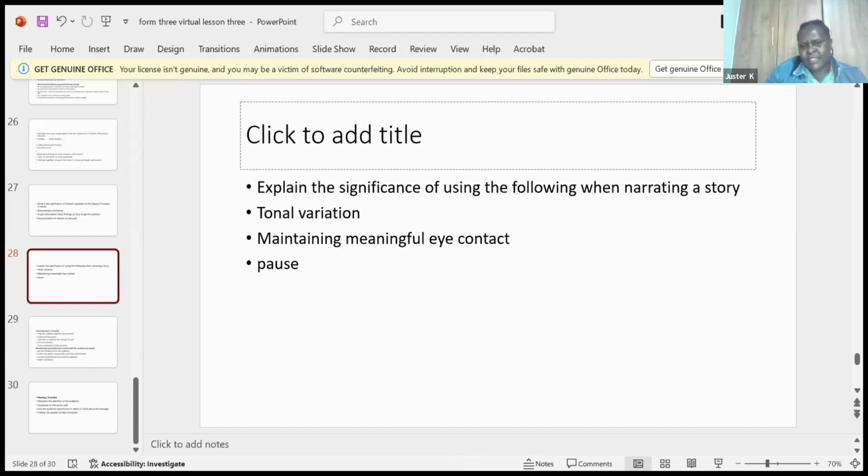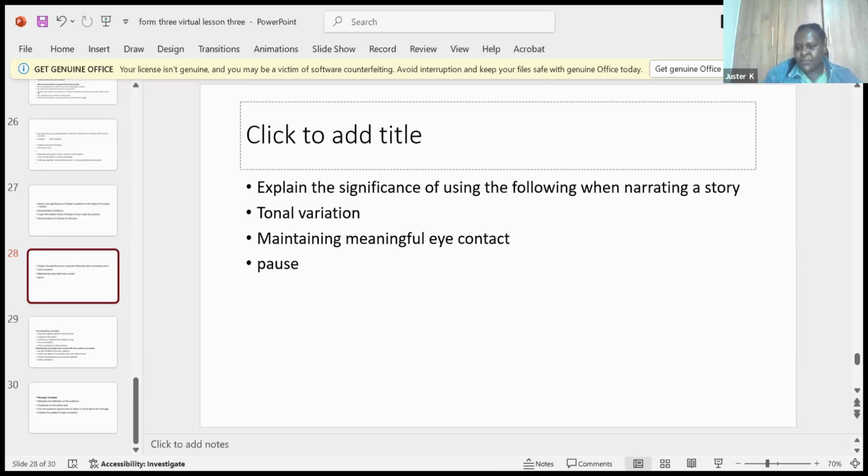What is the significance of maintaining meaningful eye contact? What about a pause? Remember, we have a long pause that is characterized by either a dash or a full stop sometimes. We have a short pause characterized by a comma. So let us begin with the tone of variation and maintaining meaningful eye contact. Can you write somewhere briefly the significance of tone of variation in narrating a story and maintaining meaningful eye contact? Let's begin with those two.